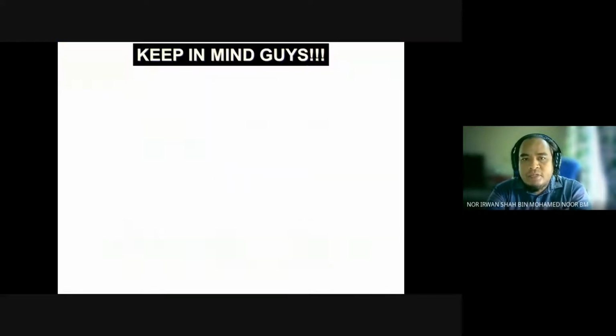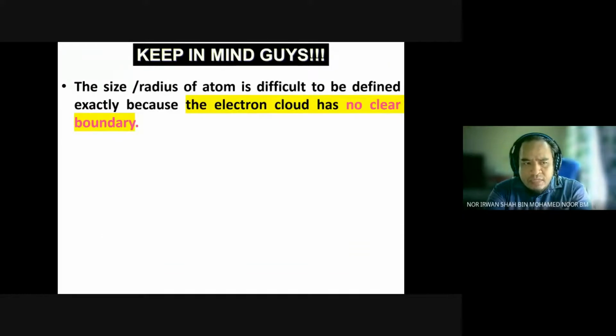Okay guys. Dan sebelum tu saya nak ingatkan, remember when we want to explain berkaitan dengan atomic radius ni ataupun size of atom ni, guys, sebenarnya it is quite difficult. Okay, kenapa saya kata susah? Kenapa susah untuk kita nak tentukan exactly the size of atom? Why? Sebab guys, dia macam ni tau.